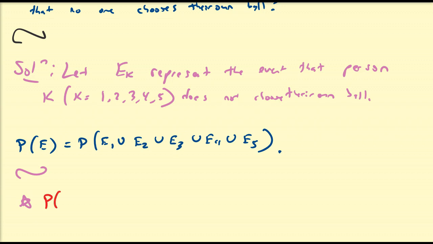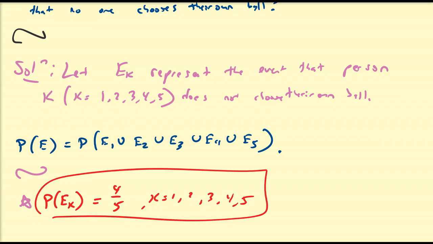So what is the probability of EK? So the probability that no one chooses their own ball, and let's assume they're mutually independent, just for this example briefly. So if there's 5 objects in the middle of the room, what's the probability that they choose something else that's not theirs? So that's going to be 4 out of 5, and that's going to be for K equal to 1, 2, 3, 4, or 5. So this is if they are independent.